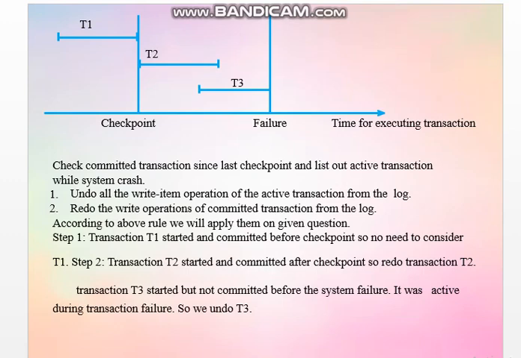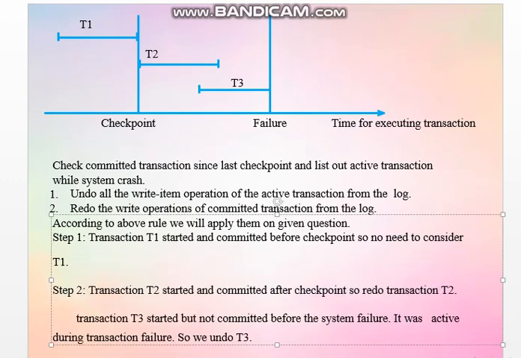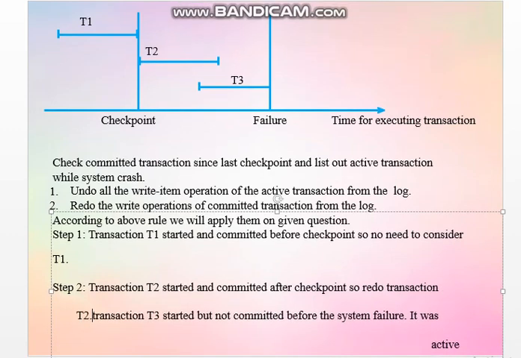These are the active transactions. Here T3 is the only active transaction. Step number 2, we need to take the write operation and just undo it, if the write operation belongs to an active transaction.